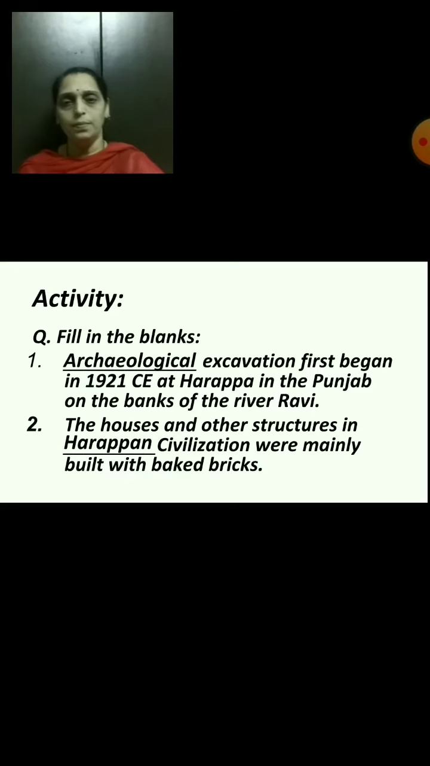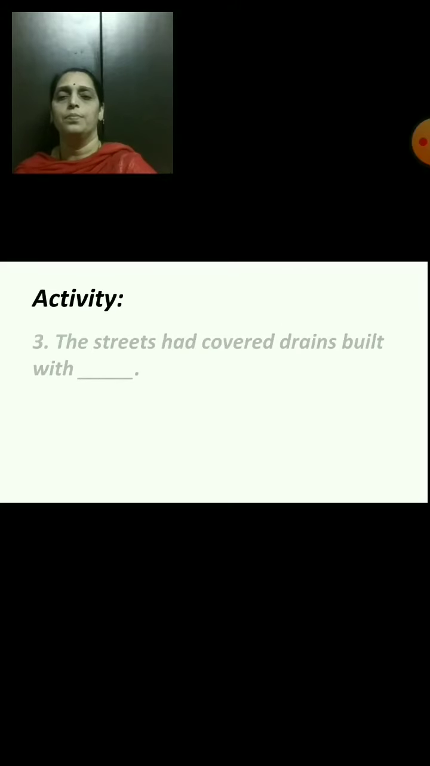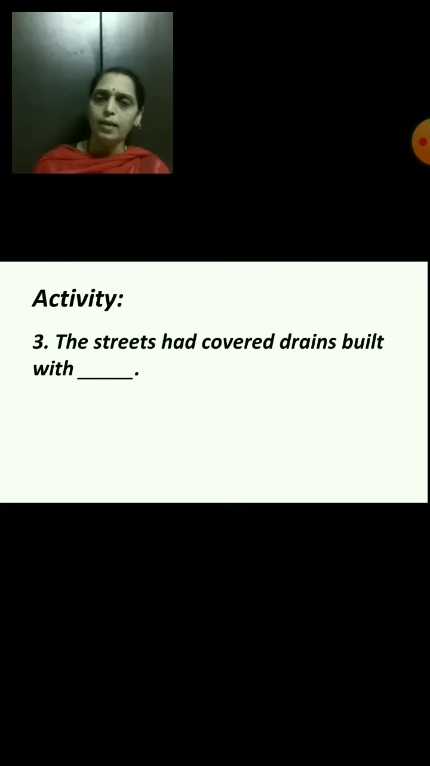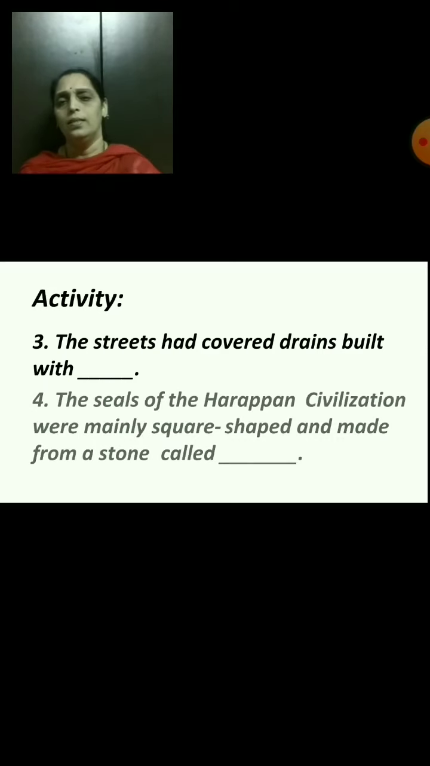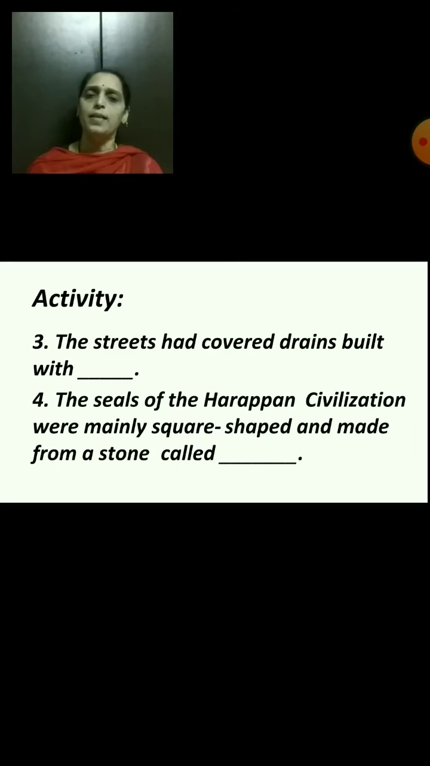Yes, now the third. The streets had covered drains but with the dash. And the fourth one is, the seals of the Harappan civilization were mainly square shaped and made from a stone called a dash. Come on, guess the answer for the third one. The answer for the third one is bricks. Very good. Now the fourth one. Yes, steatite. Very good.